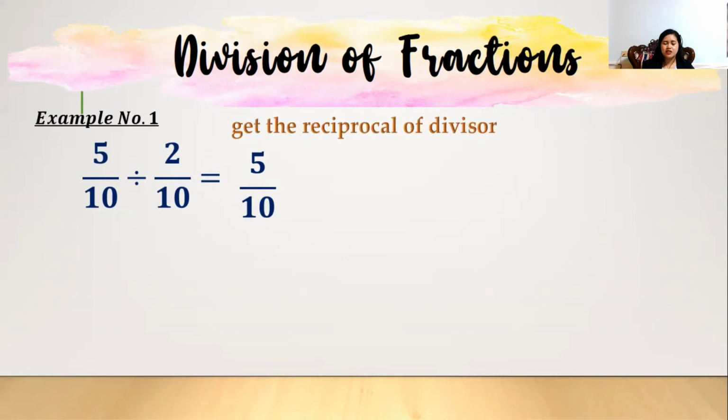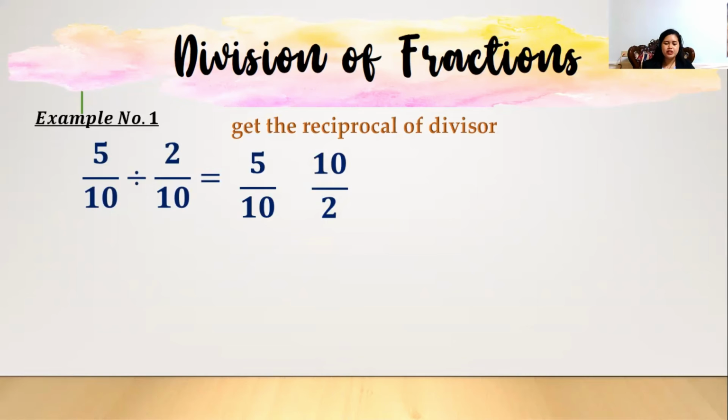So one thing to consider is that you are going to get the reciprocal of our divisor. So our divisor is 2/10. You get the reciprocal, meaning you interchange the numerator and the denominator of your fraction. So we can now have the reciprocal of our divisor, that would be equal to 10/2. Okay, we interchange the given numerator and then the denominator.